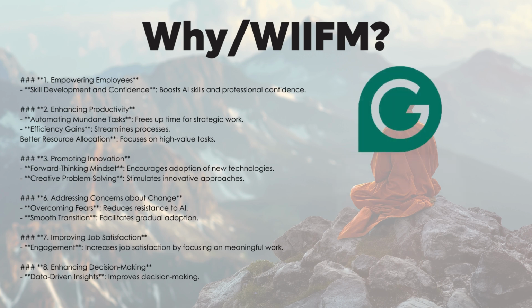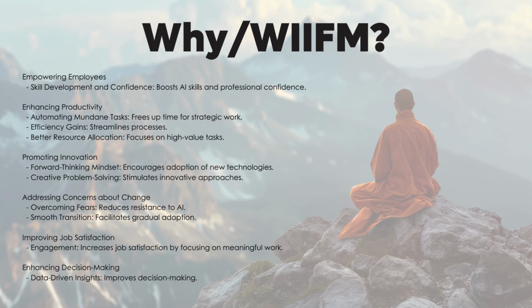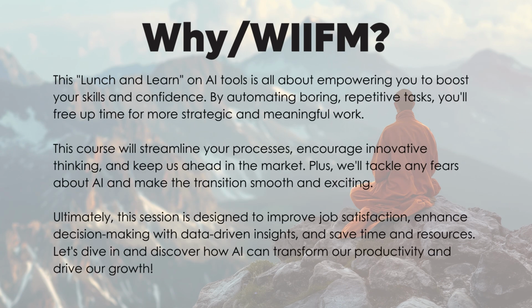Let's use Grammarly to remove the numbers, asterisks, and hyphens to make it more readable. Better. But I still need to make it more readable. ChatGPT, convert this into a persuasive paragraph, shorter and more informal, to be read as a script. Excellent. Now I'm ready for the next step.